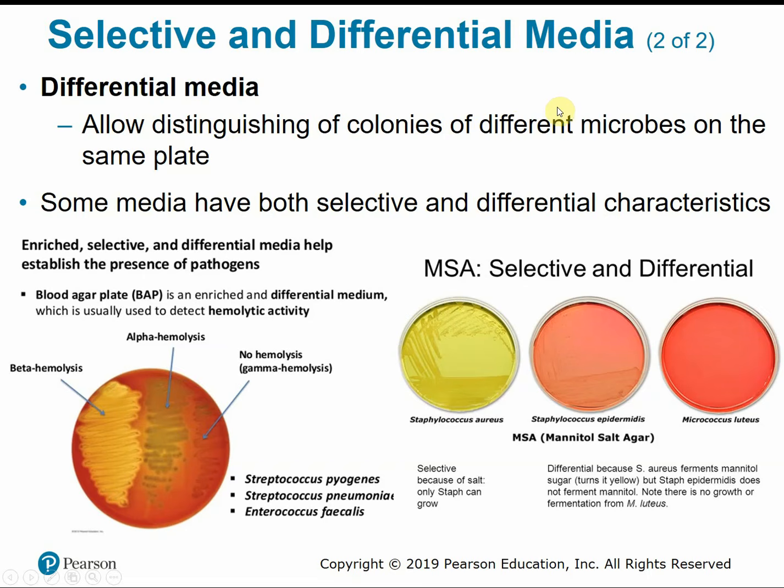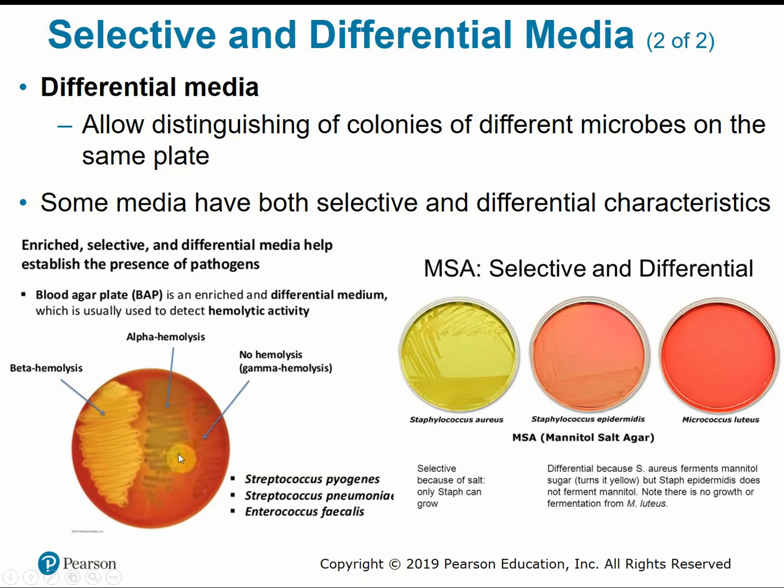Differential media allows us to differentiate or distinguish between colonies of different microbes on the same plate. Some media can have both selective and differential characteristics. So this is an example of a blood agar plate. So it's an enriched differential medium. So it allows us to distinguish between organisms based on how they undergo hemolysis. So how they react to the blood cells on these plates.